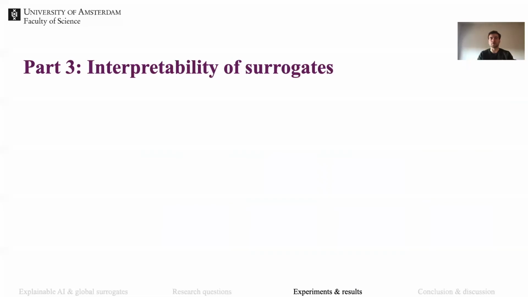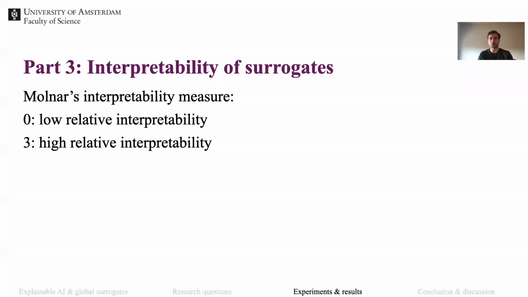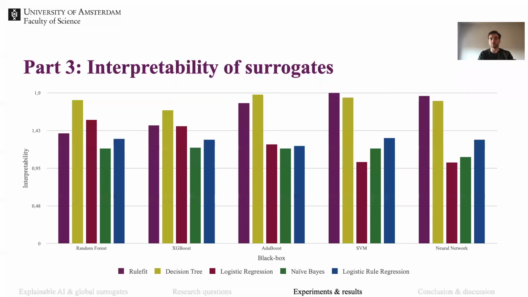This finally brings us to the third part of the experiments, the interpretability of surrogates. Here we again use the same black boxes and white boxes as in part 2. And as dataset, we use the real datasets from experiment 2. To quantify the interpretability of the surrogates, we use a method from a paper by Molnar. Molnar's interpretability score combines 3 factors into a single measure, where 0 means low relative interpretability and 3 means high relative interpretability. Using this method, we come to the scores shown in this plot.